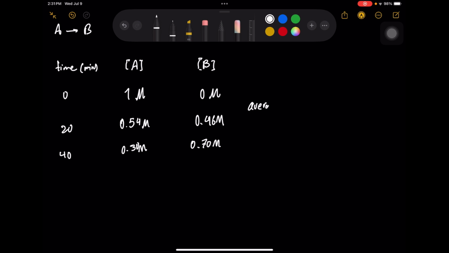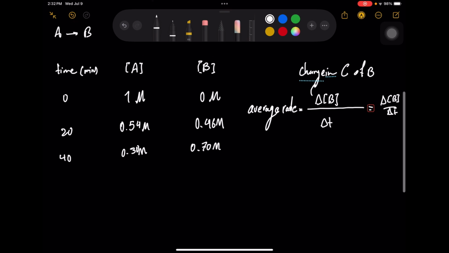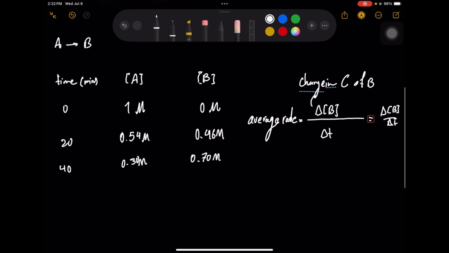The average rate is the change in concentration of B over delta T. So the overall formula is just delta concentration of B over delta T. For example, in this case, for the first 10 minutes, we just divide that by 2.